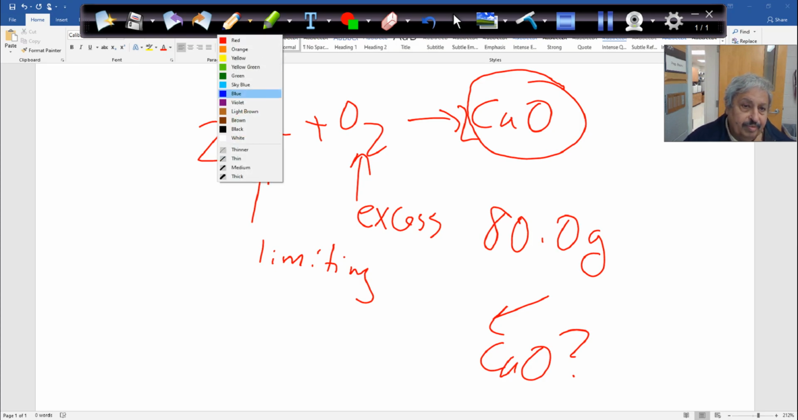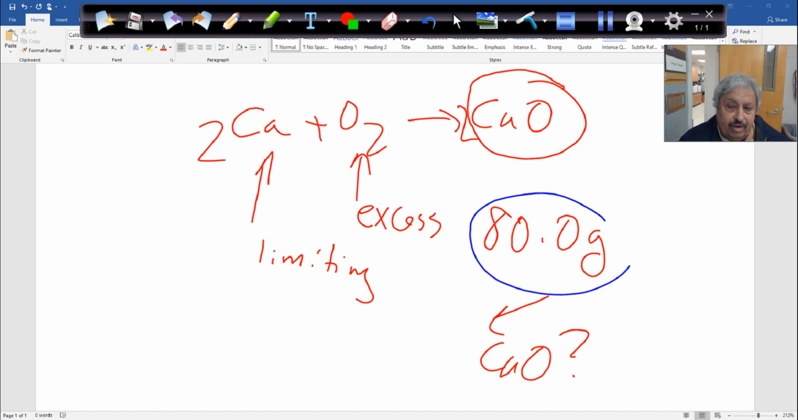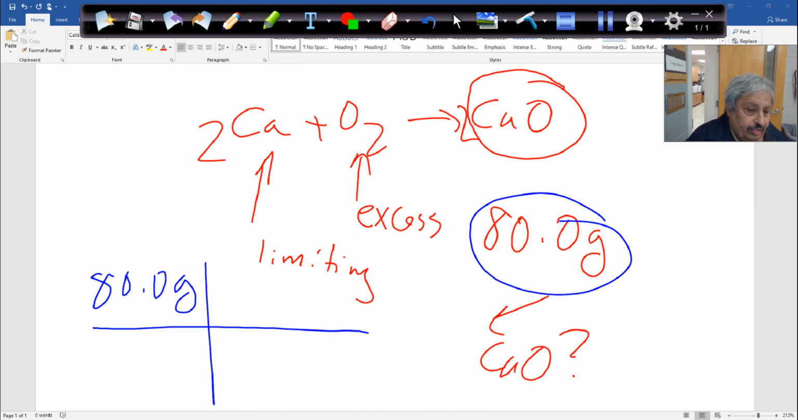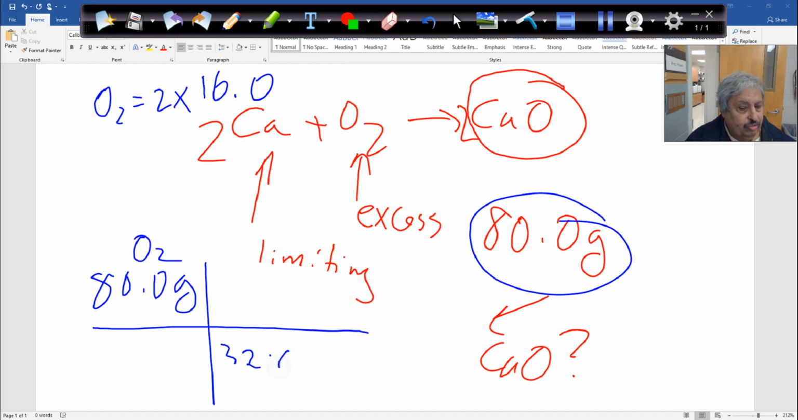So here it is. You start with 80 grams of oxygen, which is an excess. So 80 grams oxygen, correct? I need to get rid of the grams of what? Of oxygen. What's the molar mass of oxygen? O2. 2 multiplied by 16.0. That's 32.0 gram of oxygen per mole of oxygen. That's divided by the molar mass. Grams with the grams of oxygen cancels out.